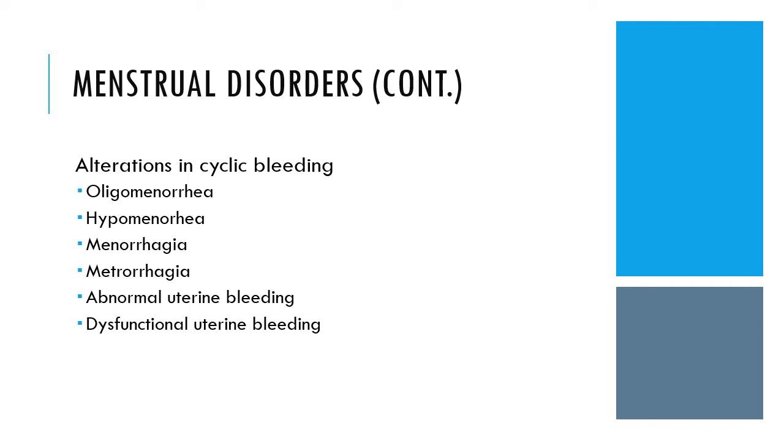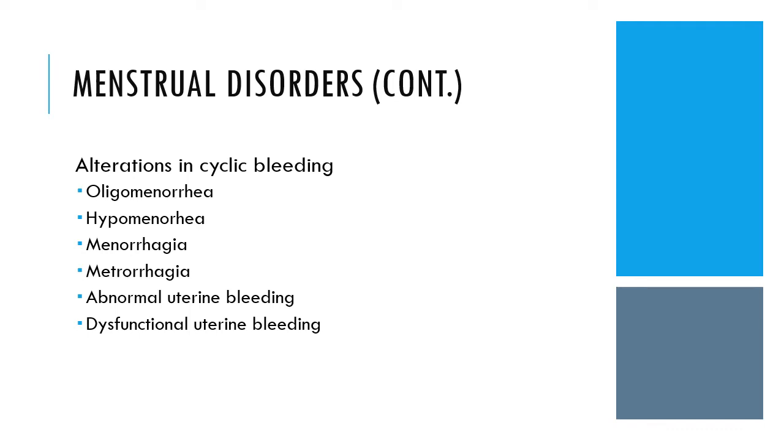So oligomenorrhea is infrequent bleeding. We have hypomenorrhea, which is scanty but at a normal interval. Menorrhagia is excessive bleeding. We have metrorrhagia, which occurs not during, but between periods. We also have leiomyomas, and these are just uterine fibroids, and they can cause excessive bleeding. They have fibroids growing on their uterus.